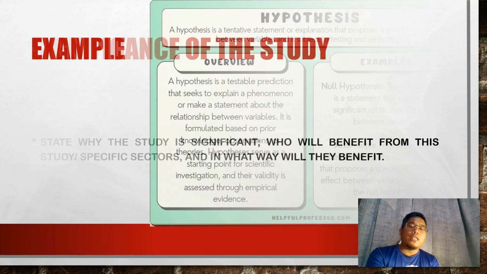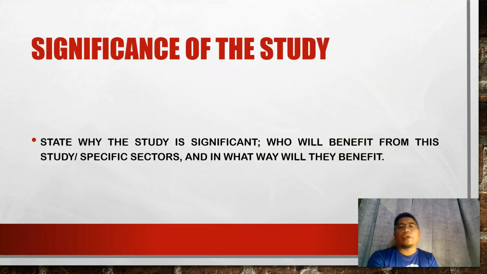Next to this is significance of the study. So here in the significance of the study, we will state why this study is significant and who will benefit from this study, specific sectors, and what will be the benefit. So here we will write the output, who will be benefited by this study. Like for example, in a certain study, the beneficiary is the students or even the farmers, so it depends.